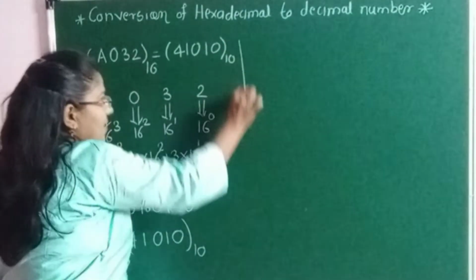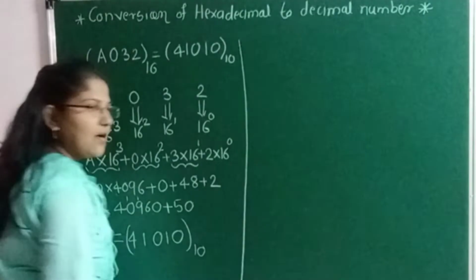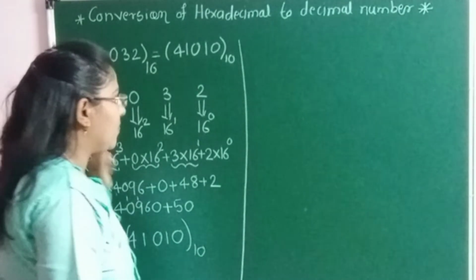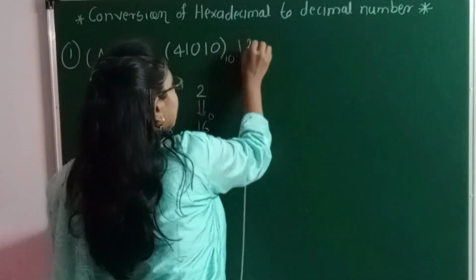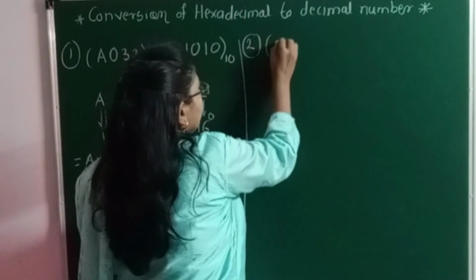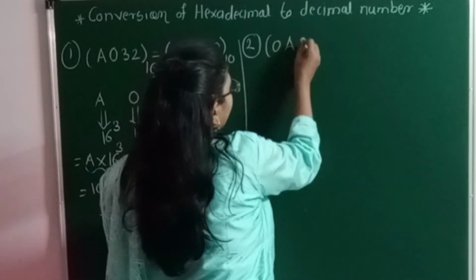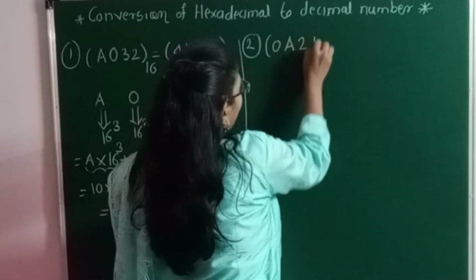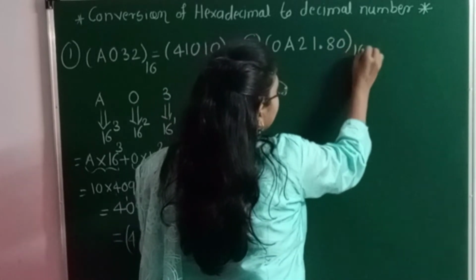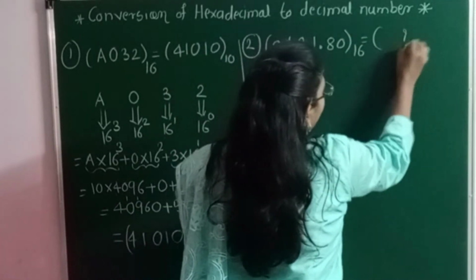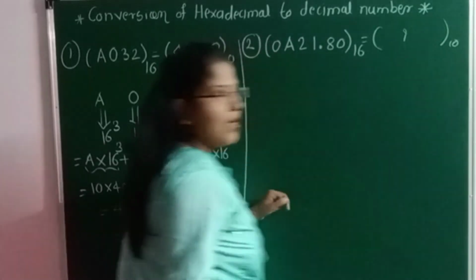Now in the second example I will consider the fractional part also in the hexadecimal number. Suppose the second hexadecimal number which is given is 0A21.8080. Its base is 16. I want to find out its equivalent decimal.